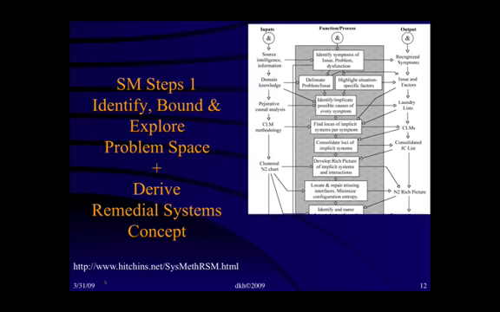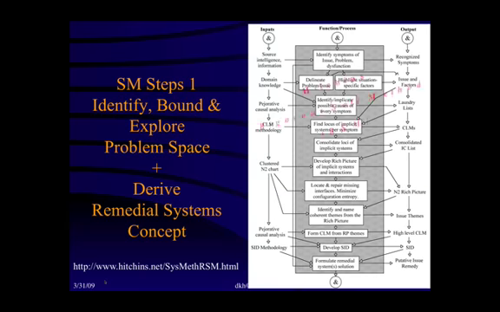Now I could go through each of the steps in turn, but there's a lot of detail in here and it would only bore you. You need to read them at your leisure. That's step 1. Identify, bound and explore the problem space and derive the remedial systems concept. And you can see that the input is symptoms of the issue, problem and dysfunction, and the output at the bottom is a remedial system solution.